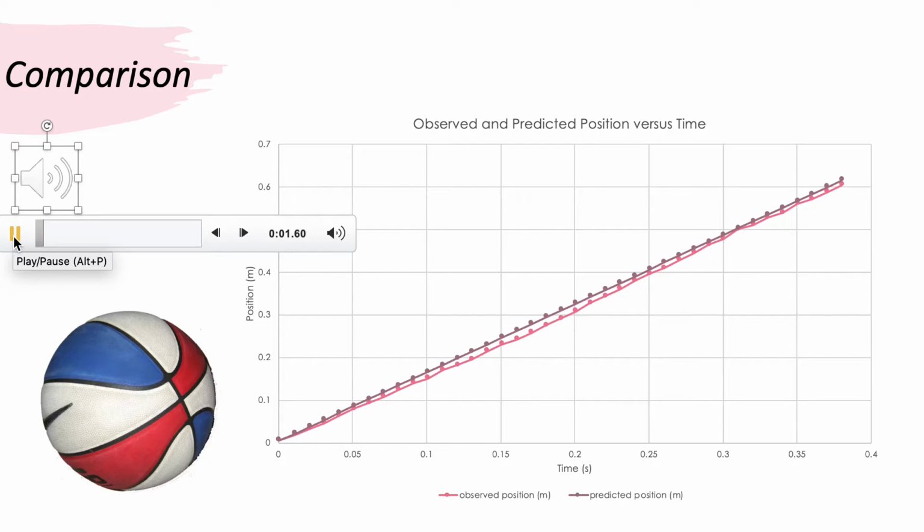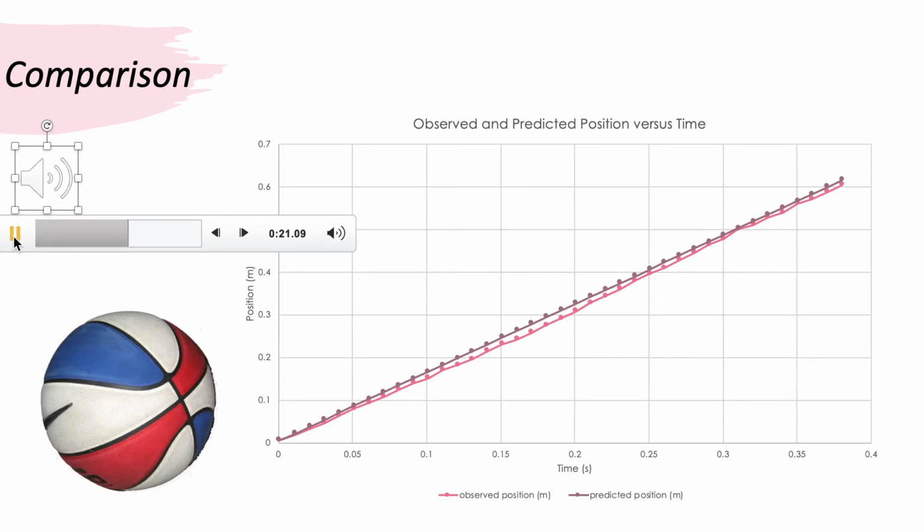Using the data from GlowScript and Tracker, I was able to create an observed and predicted position versus time graph. So I took the time intervals from Tracker as well as the points plotted from Tracker and plotted them with the position points from GlowScript. And so this allowed me to create a comparison graph that you see here.